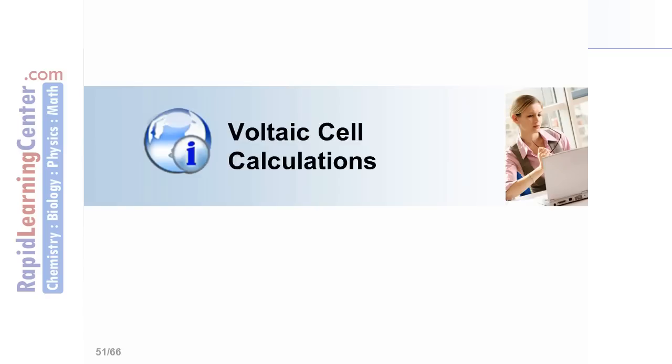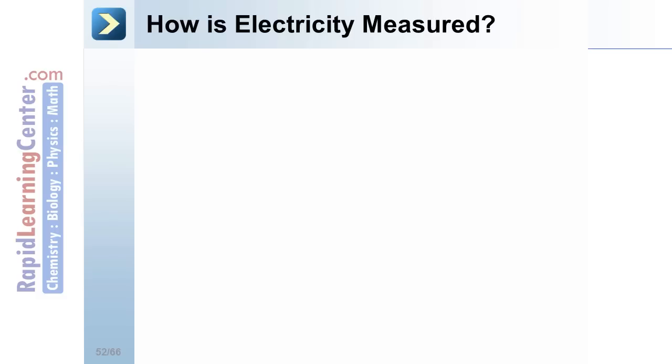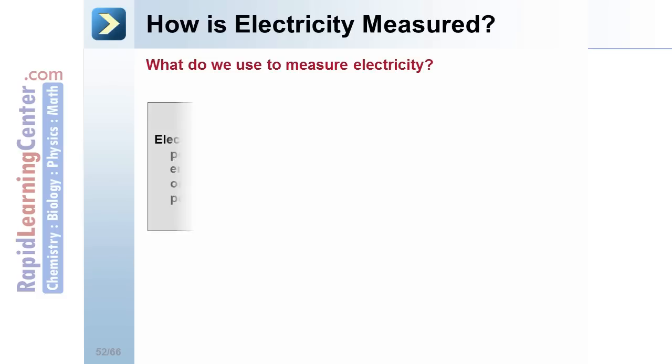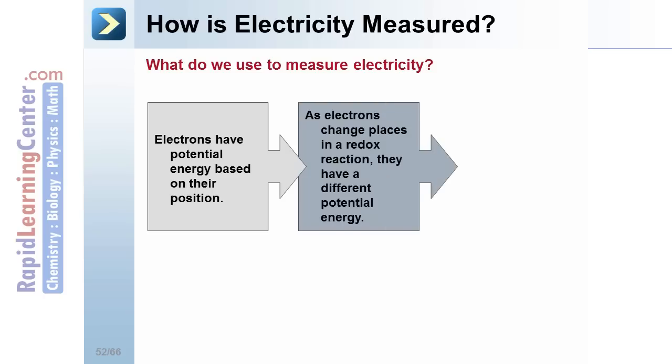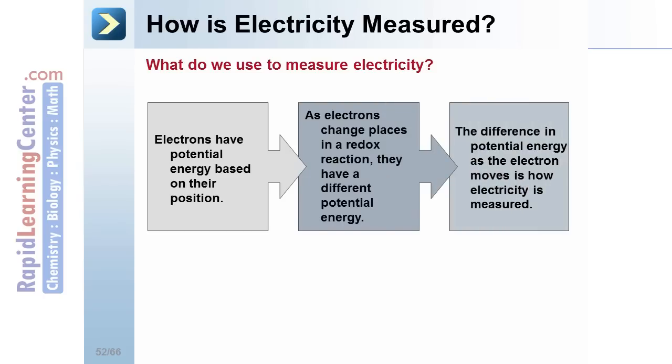What type of calculations are used with voltaic cells? Electricity is measured by volts. The volts measures the potential energy difference from where the electrons were before the transfer to where the electrons are after the transfer. This difference in potential energy as the electrons move is how we measure electricity.